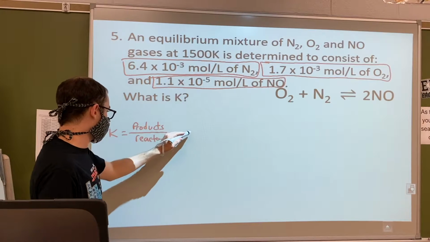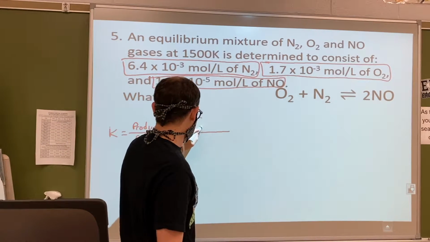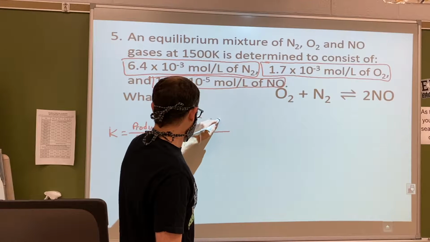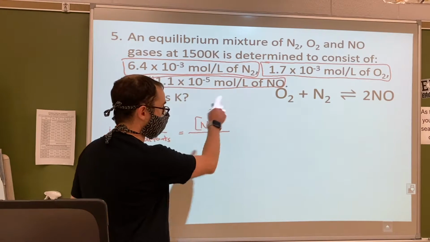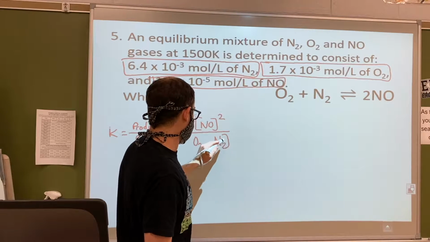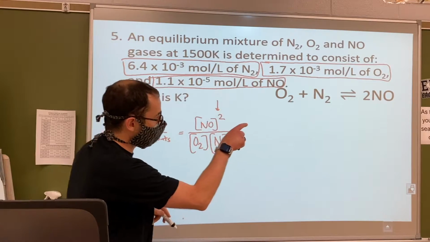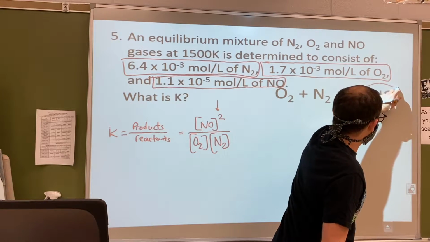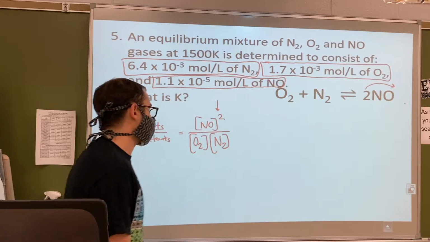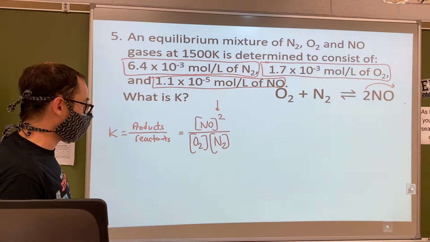All right, so let's fill this in. The product is NO. The reactants are O2 and N2. And if you're wondering where that 2 came from, remember the coefficient gets moved over to the exponent there. Okay, now all we need to do is plug in some numbers for this.